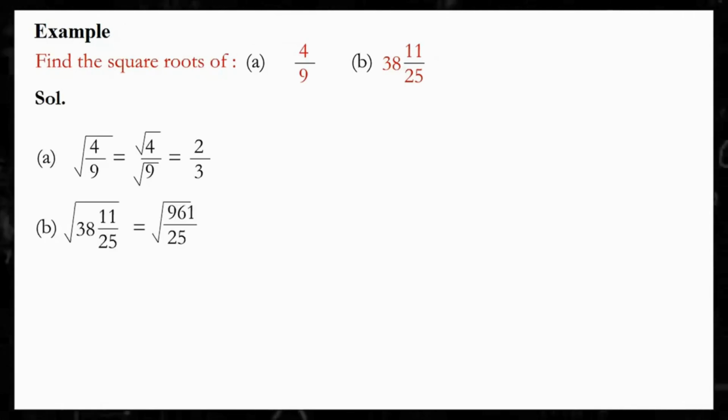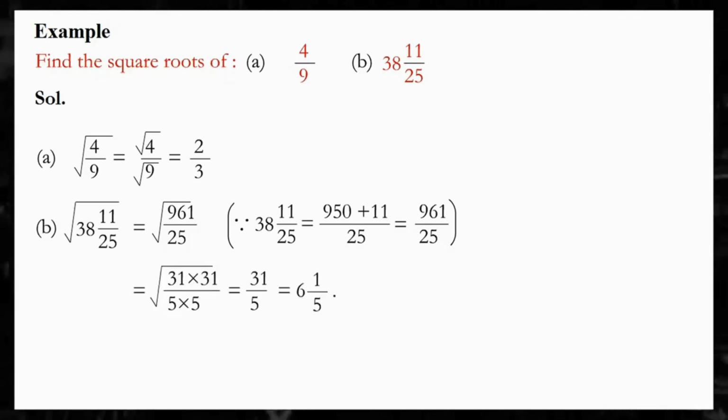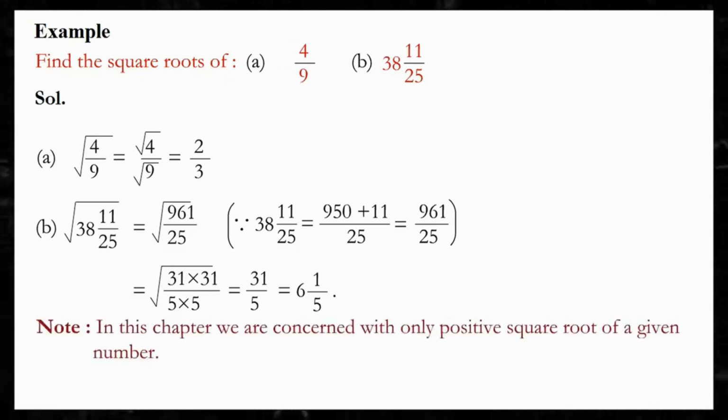B. Square root of 3811 upon 25 is equal to square root of 961 by 25, because 3811 upon 25 is equal to 950 plus 11 by 25, which is equal to 961 by 25, which is equal to square root of 31 into 31 by 5 into 5, which is equal to 31 by 5, which is equal to 6 1 upon 5. Note, in this chapter, we are concerned with only the positive square root of a given number.